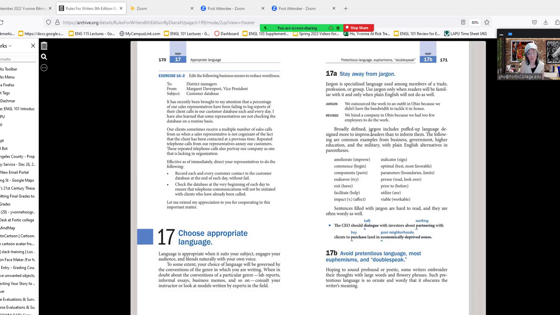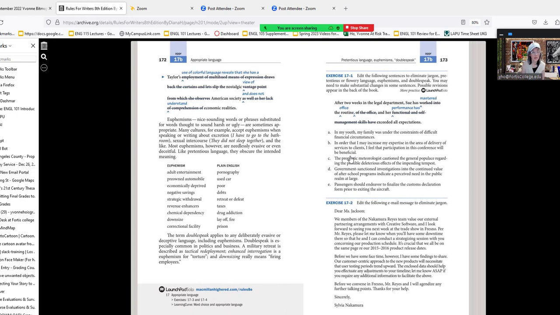Avoid pretentious language, most euphemisms, and doublespeak. Hoping to sound profound or poetic, some writers embroider their thoughts with large words and flowery phrases. Such pretentious language is so ornate and wordy that it obscures the reader's meaning. So: Taylor's employment of multi-hued means of expression draws back the curtains and lets slip the nostalgic vantage point from which she observes American society as well as her lack of comprehension of economic realities.